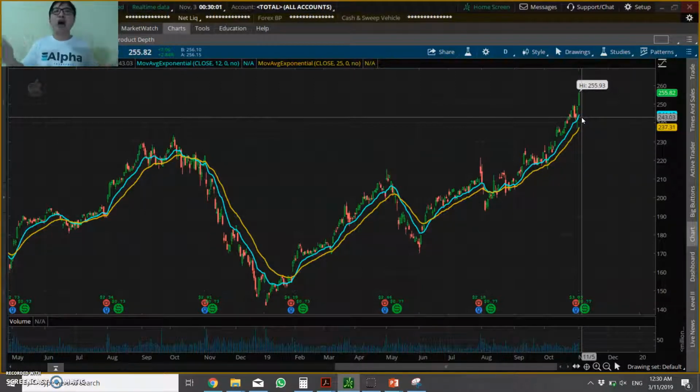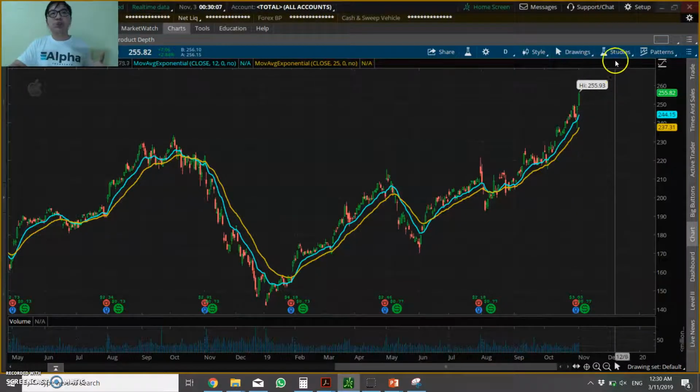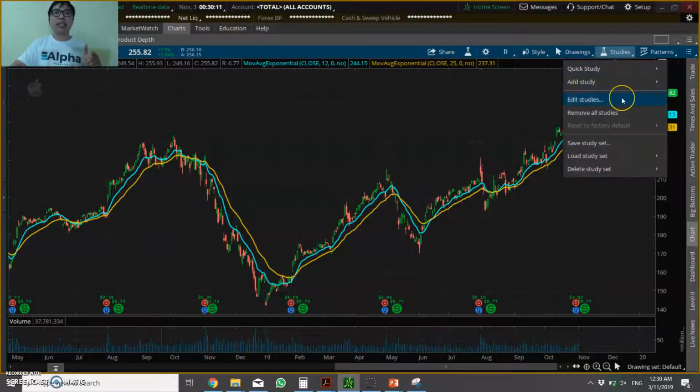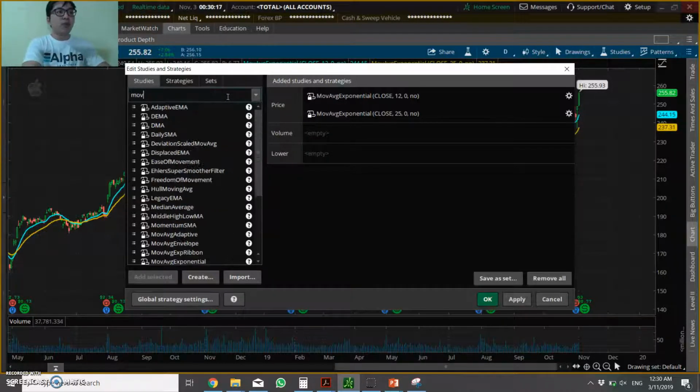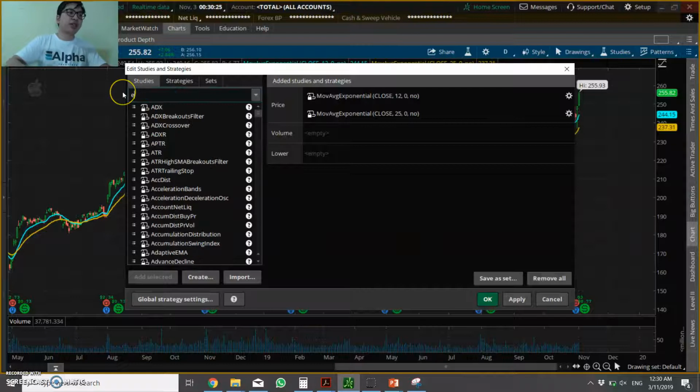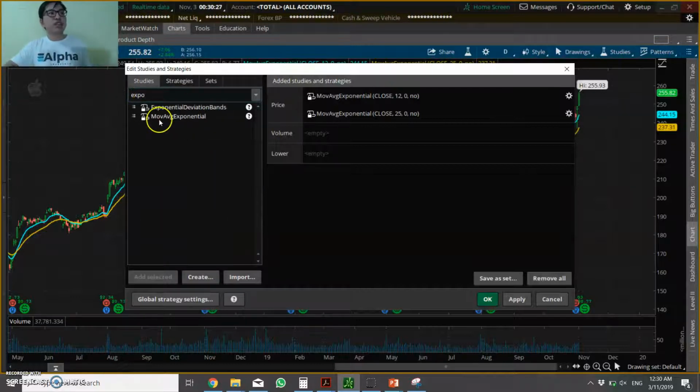All right, so how do you put this indicator into your Think or Swim platform? Well, it's actually very, very easy. Simply go to Studies over here, click on this. Then you go to Edit Studies. Once you edit Studies, you can go over to here and type Moving Average. Maybe how about you type Exponential, EXPO. Right, Exponential Moving Average. So you want to double click on it.